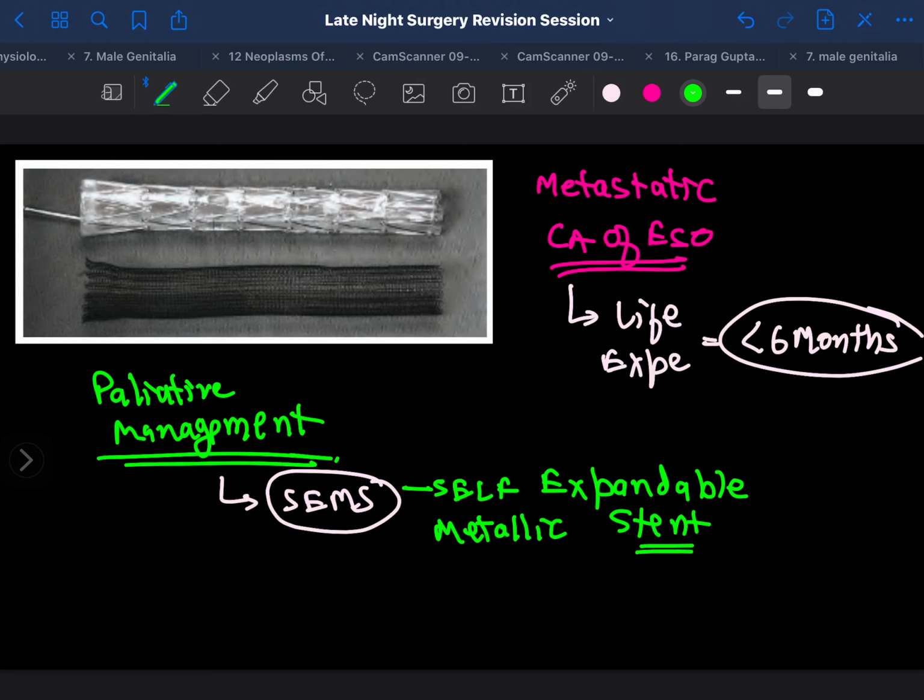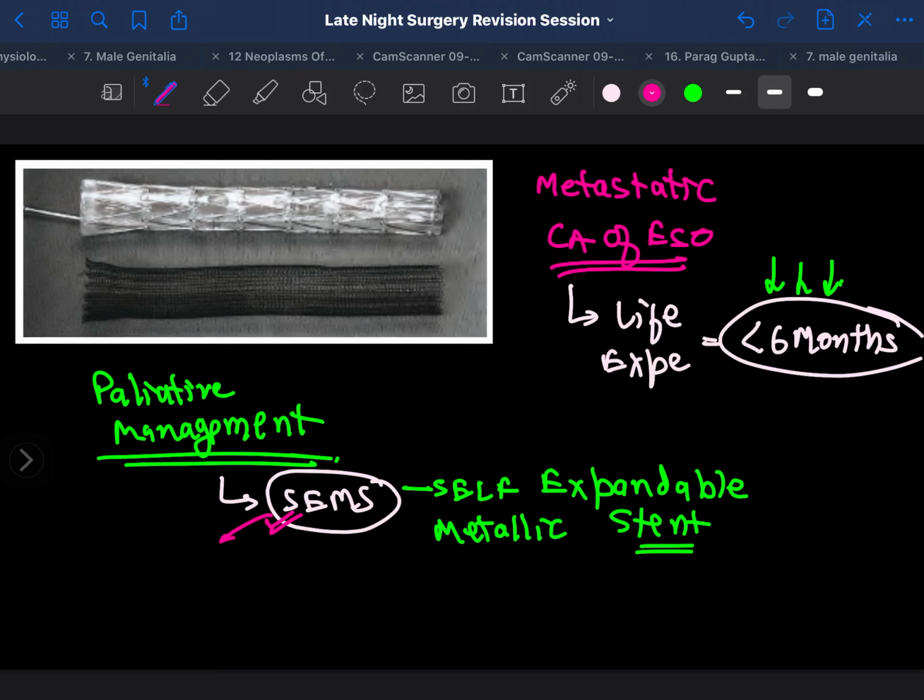So what is this self-expandable metallic stent, guys? Now we know that there is a growth in the lower part of the esophagus. The patient is not able to eat food because of this, right? That's fine. So what we can do, we know that we cannot do anything to save the life of the patient. No matter what we do, the patient is going to die in 6 months. So all we can do is allow this particular patient to live whatever the 6 months he or she has with peace. How can you do that?